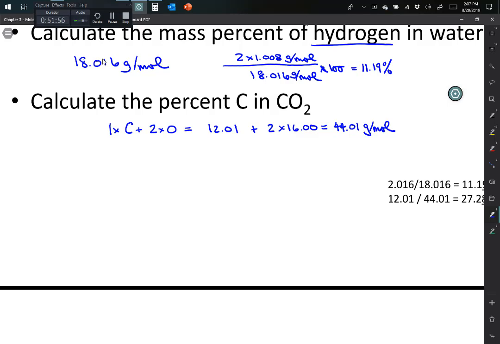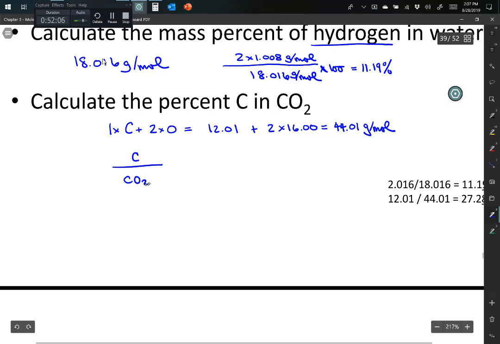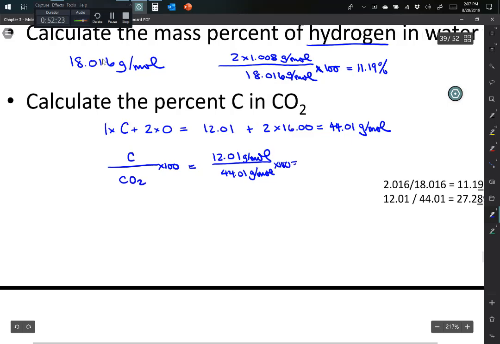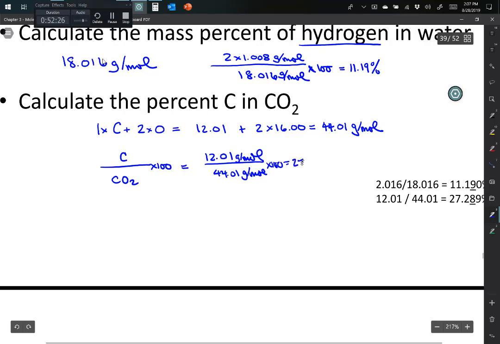And to calculate the mass percent of carbon, let me write it symbolically. It's the mass of carbon divided by CO2 times 100. So that's going to be 12.01, because there's only one of them, grams per mole, divided by 44.01 grams per mole, times 100. That comes out to be 27.2899%.